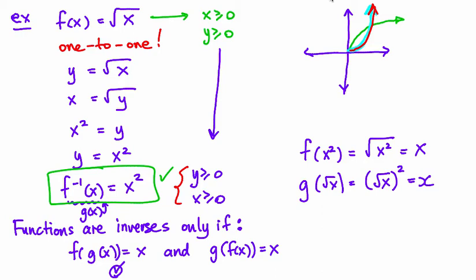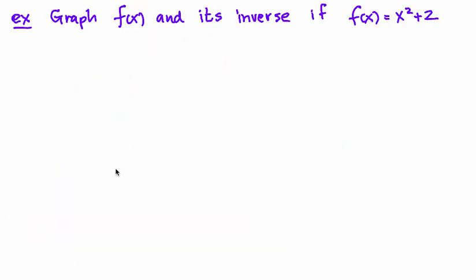We can also do some graphing with inverses, so let's take a look at an example of that. So in this case, we want to graph f of x, and we'll define f of x as x squared plus 2, and we want to graph its inverse. And I'm just going to do a sketch for these. So here's my Cartesian plane, and I'm going to graph this parabola.